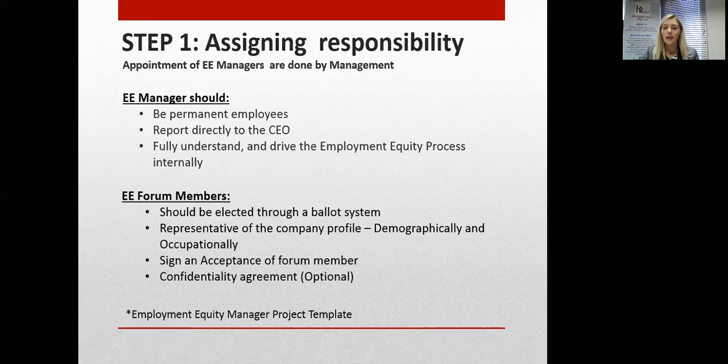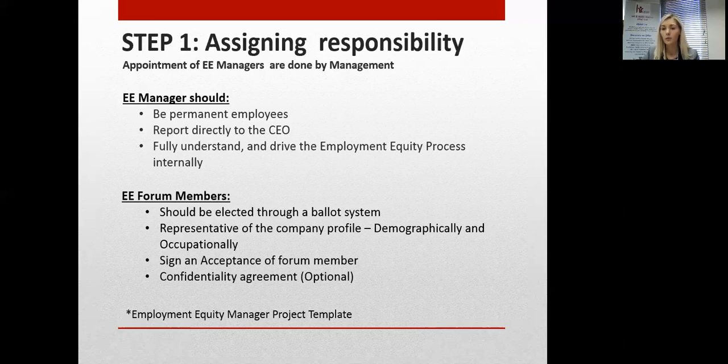Appointing an EE manager needs to be done by management. They need to be a permanent employee and report directly to your CEO. They need to fully understand and drive the process internally. Then we establish your forum members through a ballot system, which eliminates any form of discrimination or favoritism in your work environment. The representation is of your company profile demographically and occupationally.